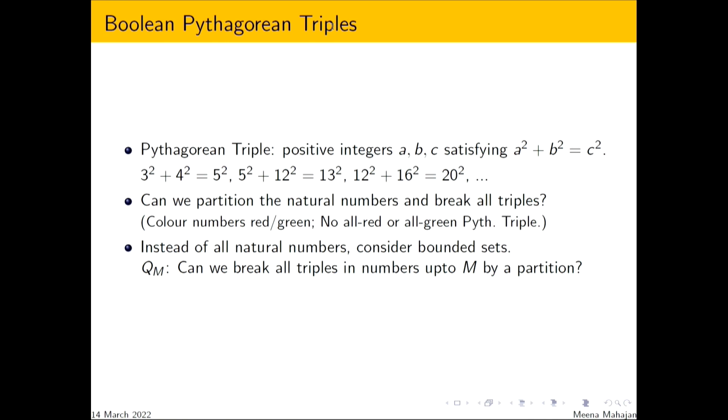Can we break all Pythagorean triples up to n? Fix a number m and then ask at least up to n. Well, if you say m is 10, can you break all triples up to 10? Yes, you can. 3, 4, 5 should be separated, 6, 7, 8 should be. It's easy to see that you can do this.